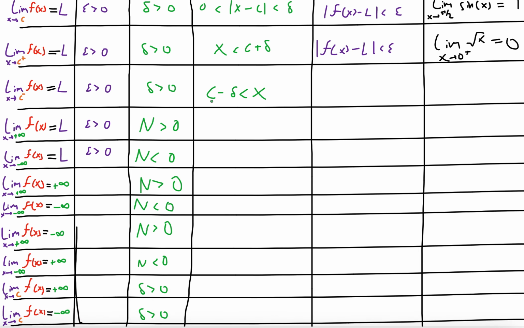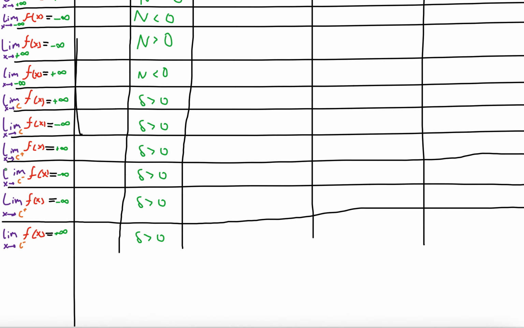All right? And the same situation happens when you have left-hand and right-hand side limits here. So c positive here will be x is less than c plus delta. And for the left-hand side, you have c minus delta is less than x. All right? Those are your setups in those situations.